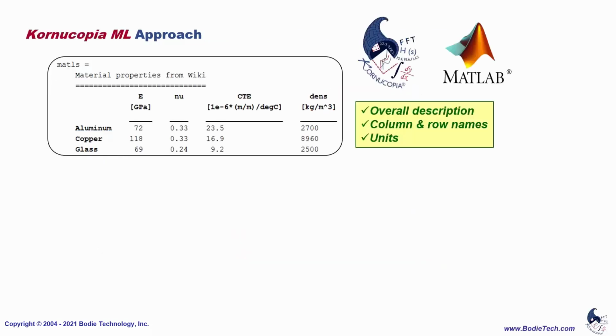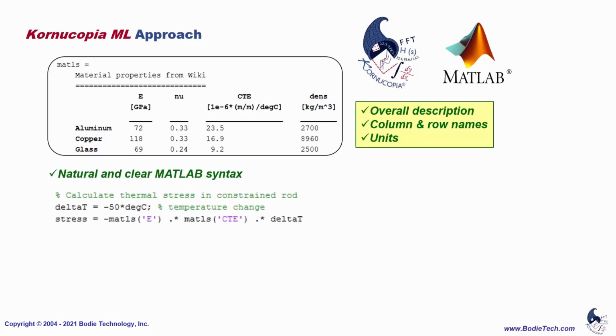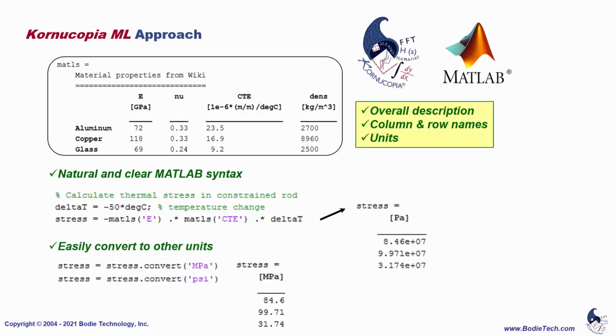With the Kornucopia ML approach, we hold the data in a well-described variable, and then we can use natural and clear MATLAB syntax to calculate the stress in a constrained rod, where now we're applying units to the temperature change, and our formula is much clearer. The calculation also handles all the units, and it's quite easy in Kornucopia to convert to different units, ultimately resulting in a very clear output.